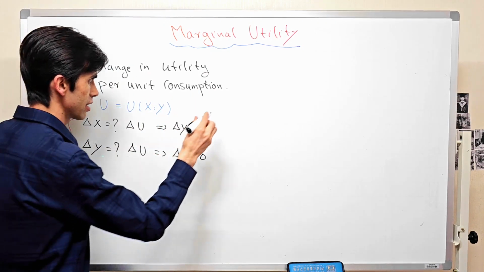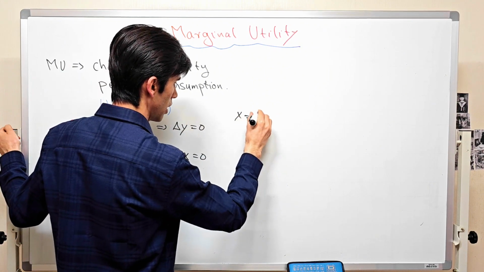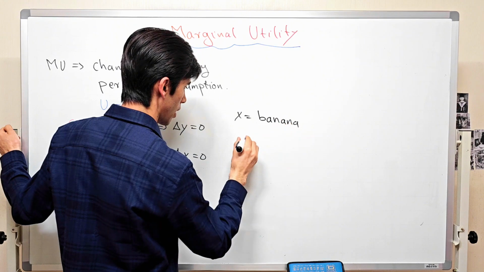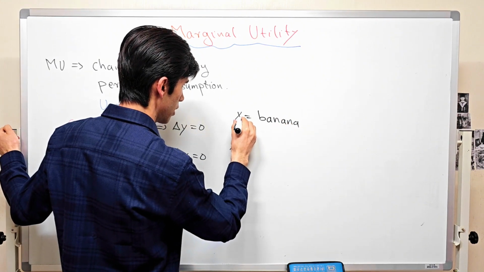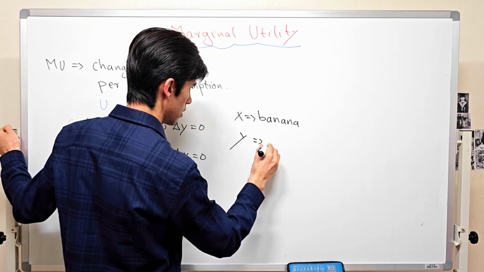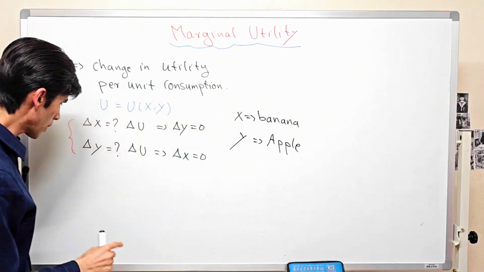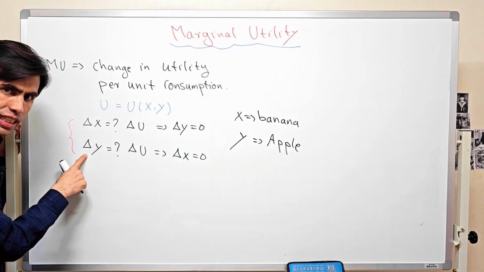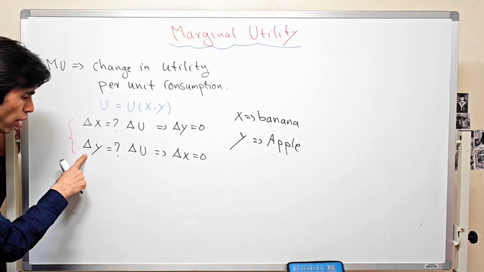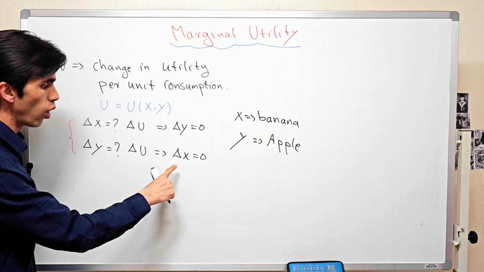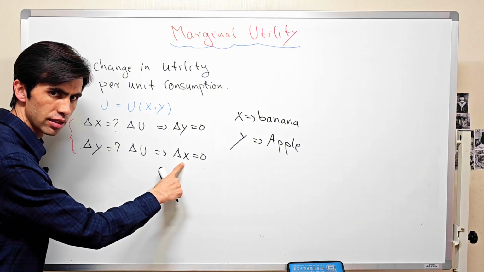Suppose x is banana and y is apple. Now, when we increase the consumption of apple by 1 unit, by how much will the utility level change while the consumption of banana is fixed?